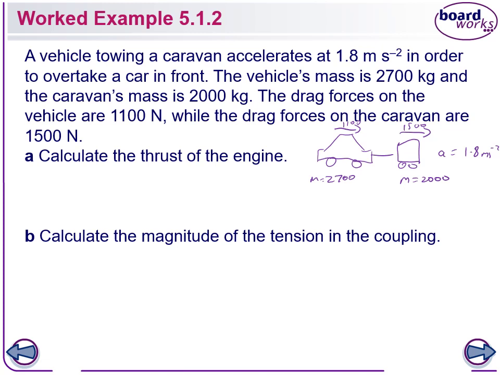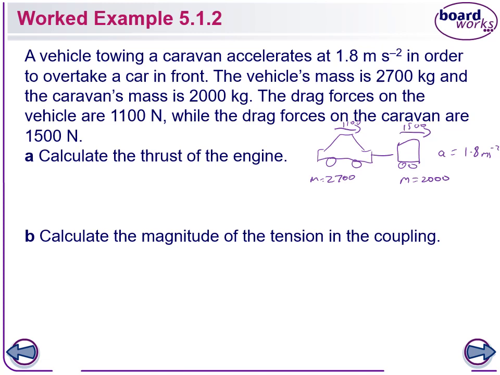Okay, so there's our diagram. So now we want to calculate the thrust of the engine. When you hear something like this, the thrust is basically the force that is pulling everything forward here. The thrust of the engine is responsible for moving the car and the caravan forwards. And in fact, not just moving them, it's accelerating them. We have an acceleration of 1.8 meters per second squared.